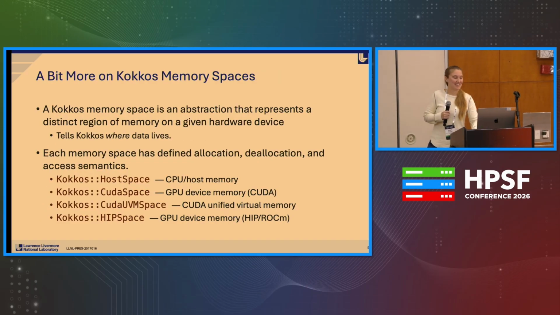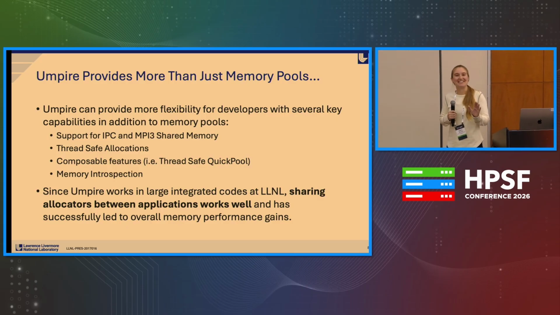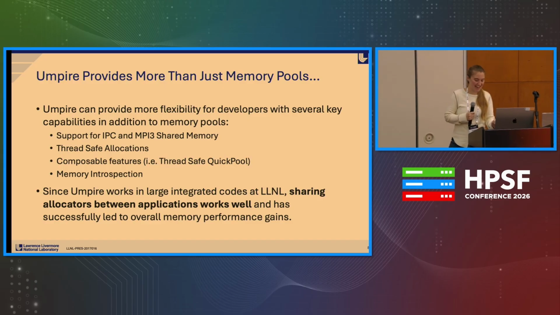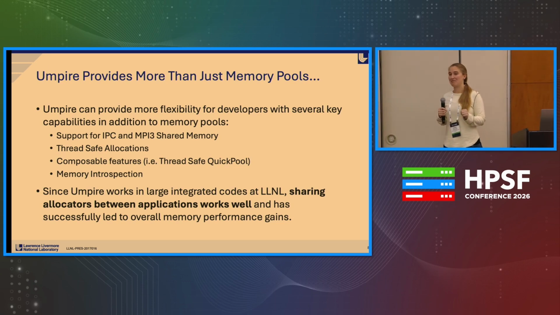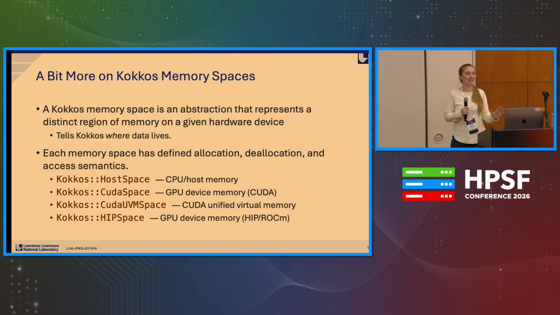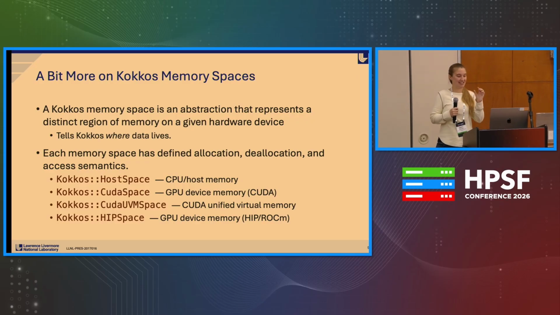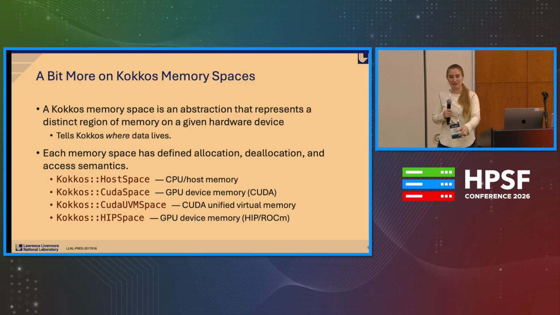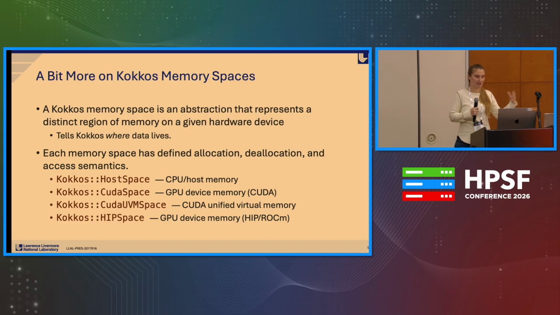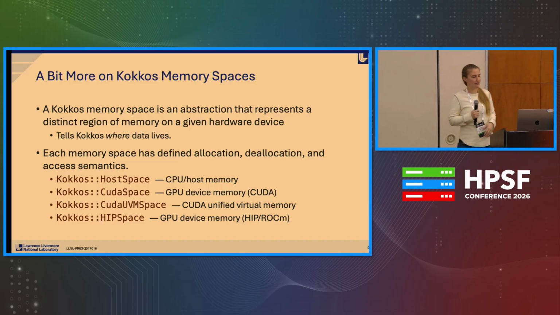Okay, I have to caveat this way before I go on: I am by no means a Kokkos MemorySpace expert, but I want to make sure we're all on the same page with some context. So I just want to put the definition of a memory space out there. It's an abstraction that represents a distinct region of memory on a given hardware device. I think that's kind of intuitive. So it really tells Kokkos where the data lives.